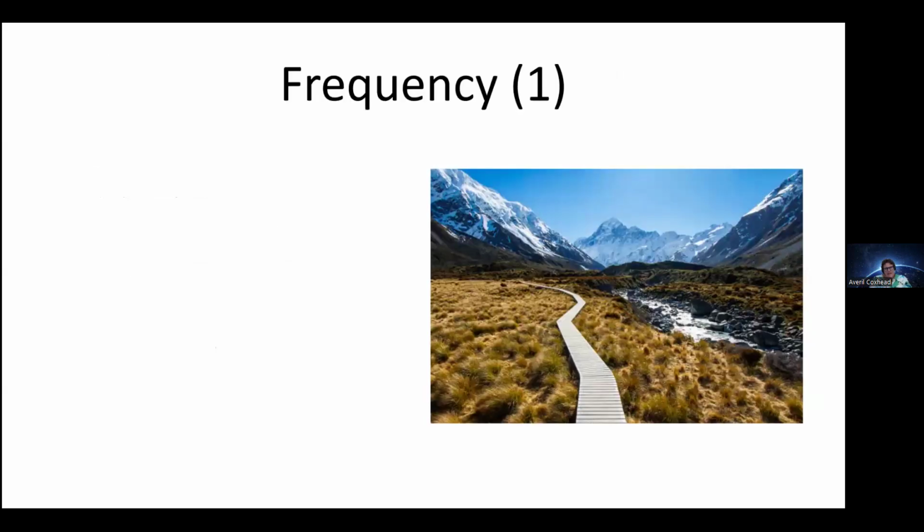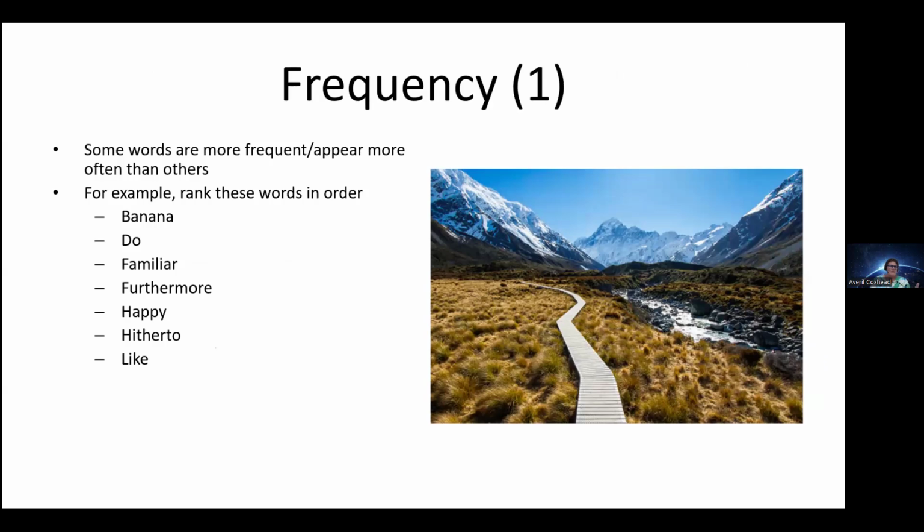So one of the key things I need to mention today for you is this idea of frequency. And I've said that some words are more frequent or appear more often than others. So for example, if we ranked these words in order: banana, do, familiar, furthermore, happy, hitherto, or like, I'll give you 10 seconds to do that in the chat first. Which words do you think are the most frequent?